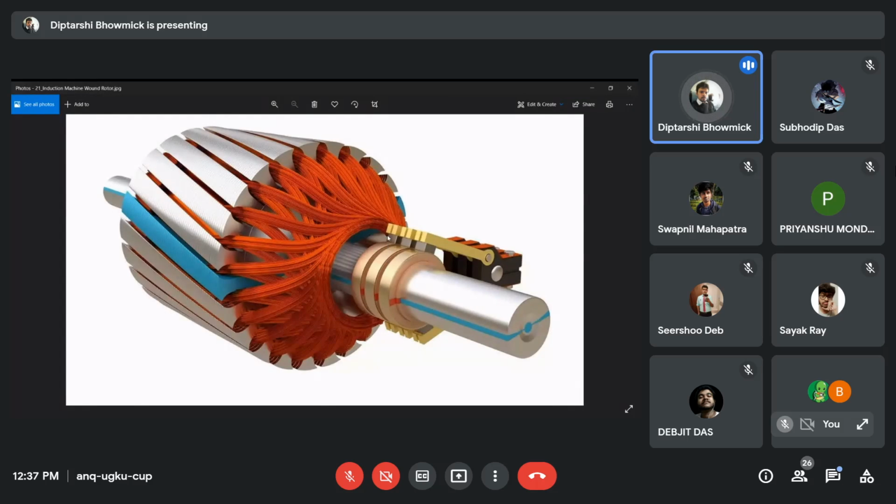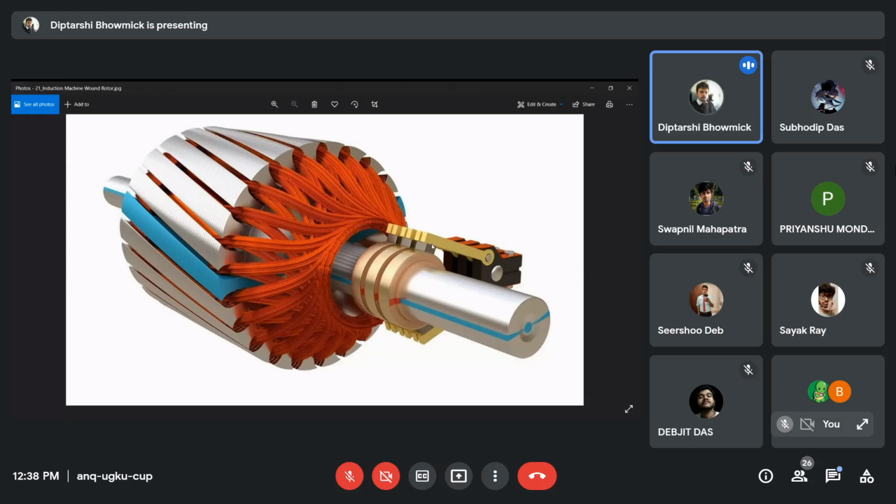What happens is that the windings are coming out of the slot. Windings are placed inside the slot actually. Then they are coming out, and then each phase, the windings coming out from each phase. We have three phases. So windings coming out from each phase is connected to one slip ring. So from R phase, there is one slip ring. Windings from Y phase are coming to this slip ring, and windings from B phase are coming to this slip ring, the third slip ring.